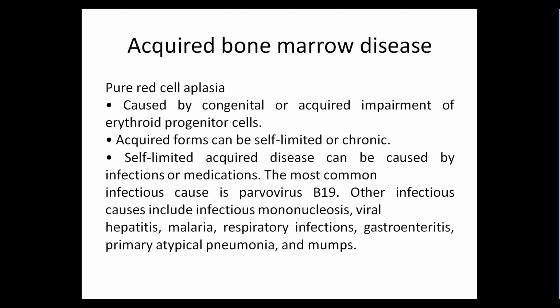Pure red cell aplasia, caused by congenital or acquired impairment of erythroid progenitor cells. Acquired form can be self-limited or chronic. Self-limited acquired disease can be caused by infection or medications. The most common infection cause is parvovirus B19. Other infection causes include infectious mononucleosis, viral hepatitis, malaria, respiratory infection, gastroenteritis, primary atypical pneumonia, and mumps.